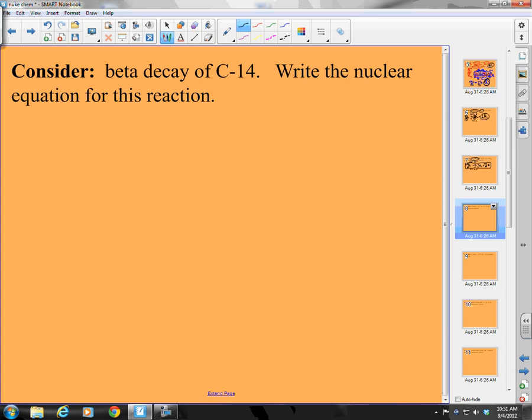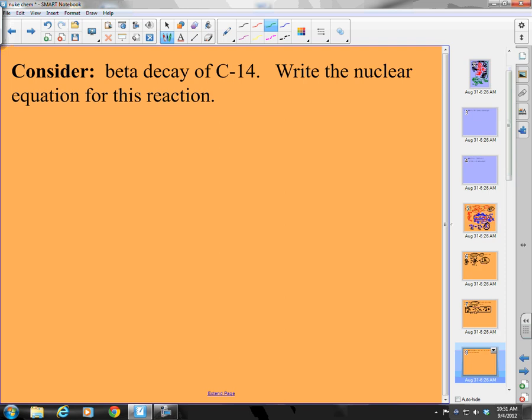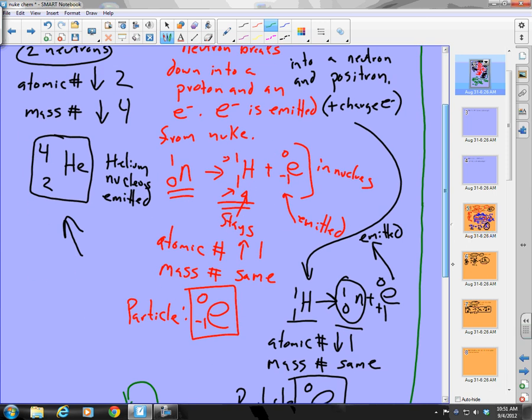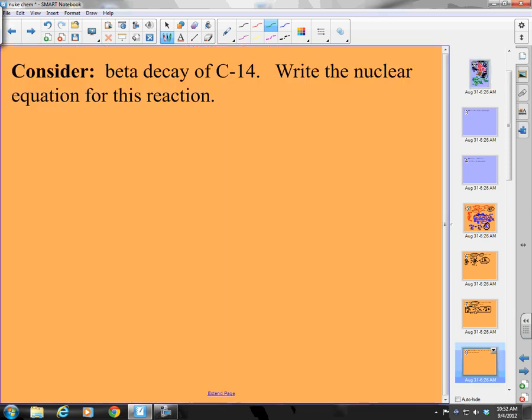Beta decay. Okay, what's beta decay? Let's go back, look at our notes. Beta decay. Well, here's beta decay, right? And what do we know about it? I have a neutron, which becomes a proton and an electron. The electron is emitted out. What particle do I use? I use this guy to represent beta decay in my nuclear equation. So let's use that. Beta decay of carbon-14. I spit out a beta particle. We said it's e, 0, minus 1.